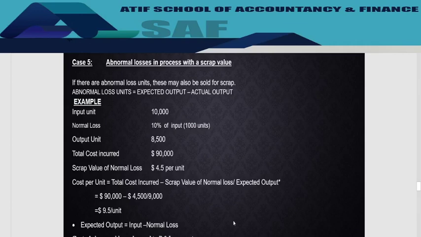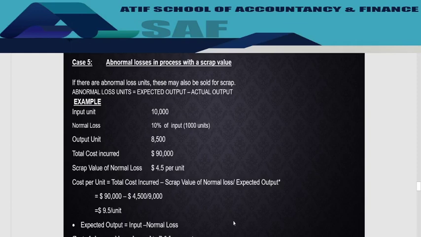If there are abnormal loss units, they may also be sold for scrap. Remember, abnormal loss units are where the expected output is greater than actual output. Example, input units are 10,000, normal loss units are expected to be 10% of input, meaning 1,000 units. Output units are 8,500. You are expecting 1,000 units loss out of 10,000 and the expected output is considered to be 9,000 units, but your actual output is 8,500 units. So the gap of 500 units represents the abnormal loss quantity.